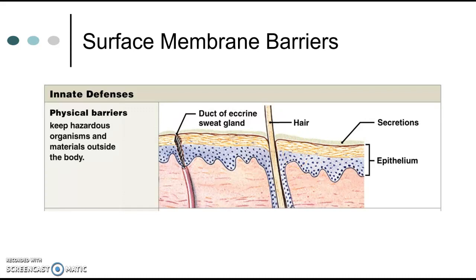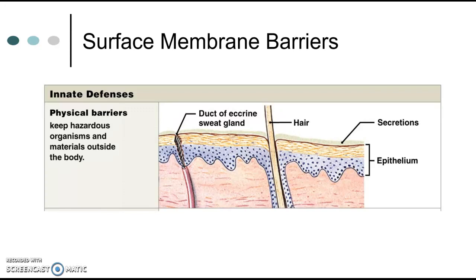The barrier that is much more easily broken down is the mucous membranes. Almost all of your systems are lined with mucous membranes: your digestive system, respiratory system, reproductive system, and urinary system. All of them are lined with a mucous membrane.